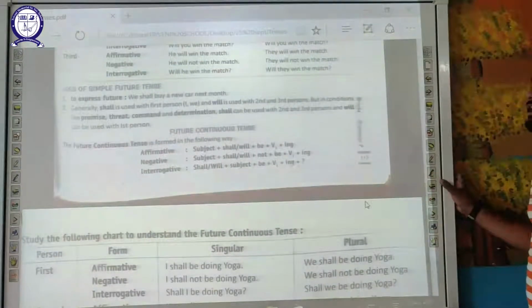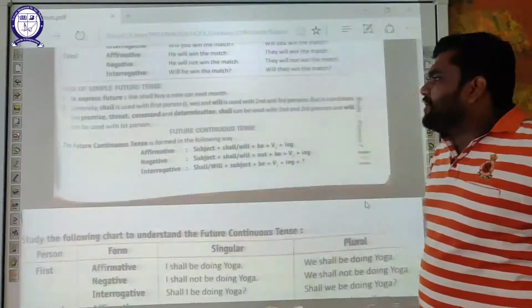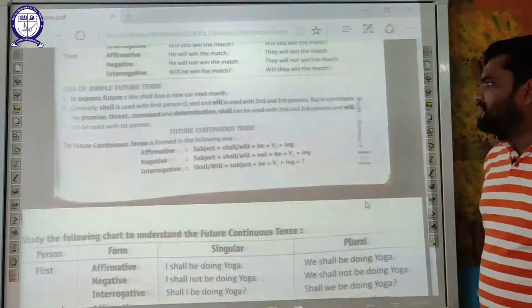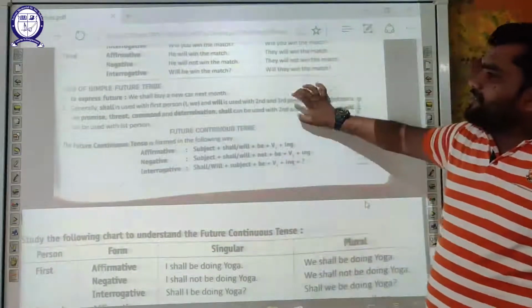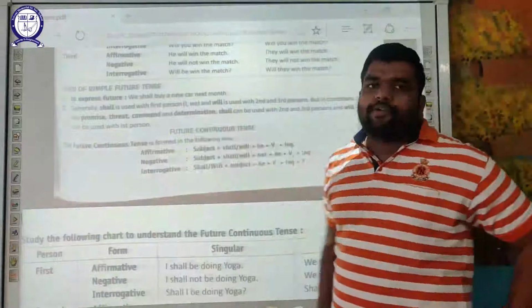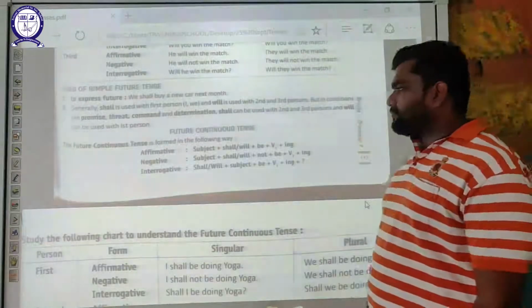But in conditions like promise, threat, command and determination, shall can be used with second and third persons and will can be used with first person. This is important, students. This second point is really important for the students. A lot of students get confused in shall and will.